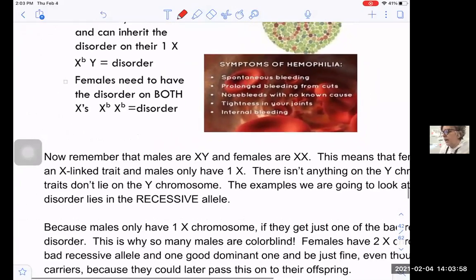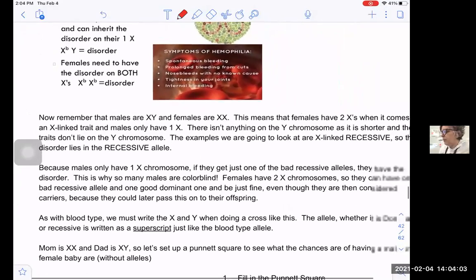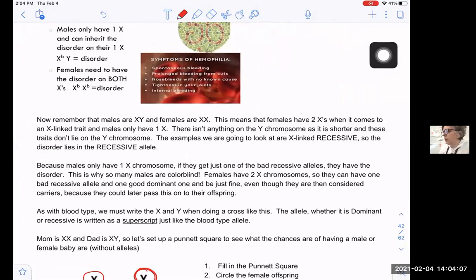So let's take a look at a little bit more information here. I've written a lot of this out for you. So if you are confused or you want to look back at this, you have all this information here. There isn't anything on the Y chromosome. So males that are XY, the Y chromosome doesn't have these traits that we're going to be talking about today. And that's because the Y chromosome is shorter. If you see a picture of it, it's actually slightly shorter than the X. And the traits that we're talking about don't lie on the Y chromosome. So it's because males only have one X. If they get just one of those bad recessive alleles, then they have the disorder. Okay, so this is why so many males are colorblind. It's really rare to find a female that's colorblind.